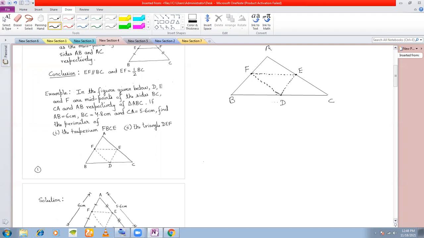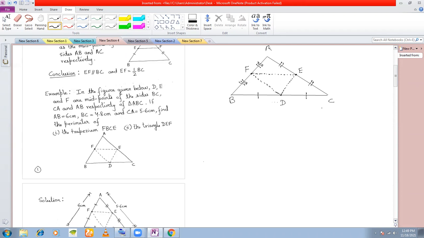Now let's read the problem. In the figure given below, D, E, and F are the midpoints of the sides BC, CA, and AB. So D is the midpoint of BC. That means this must be equal to this. E is the midpoint of CA. So that means these two must be equal. And F is the midpoint of AB. That means these two must also be equal.